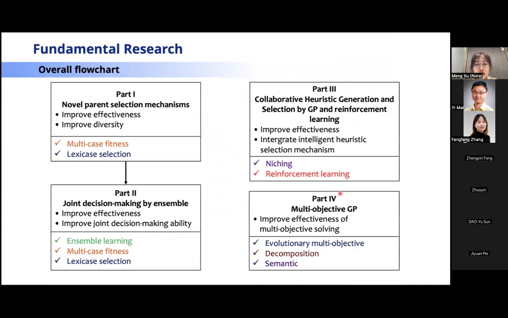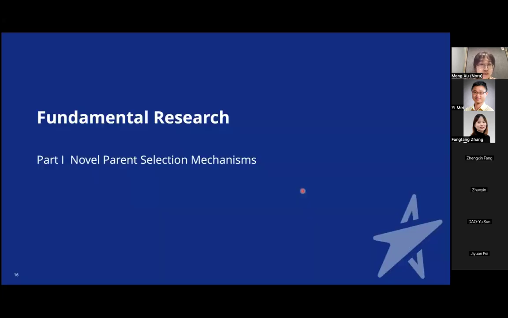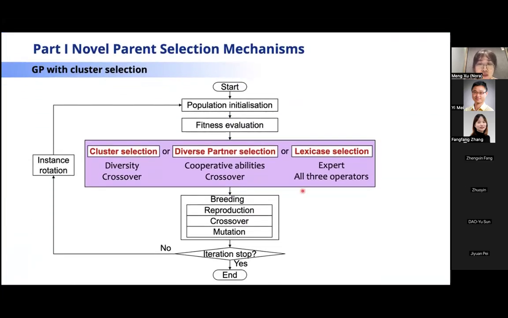So after understanding the background knowledge, I will then describe the proposed specific algorithms, which can be categorized into 4 parts. So for part 1, I will introduce a novel parent selection mechanism. And for part 2, I will introduce the joint decision-making by integrated ensemble learning. And part 3, I will talk about collaborative heuristic generation and selection by genetic programming and reinforcement learning. And part 4, that's about multi-objective genetic programming.